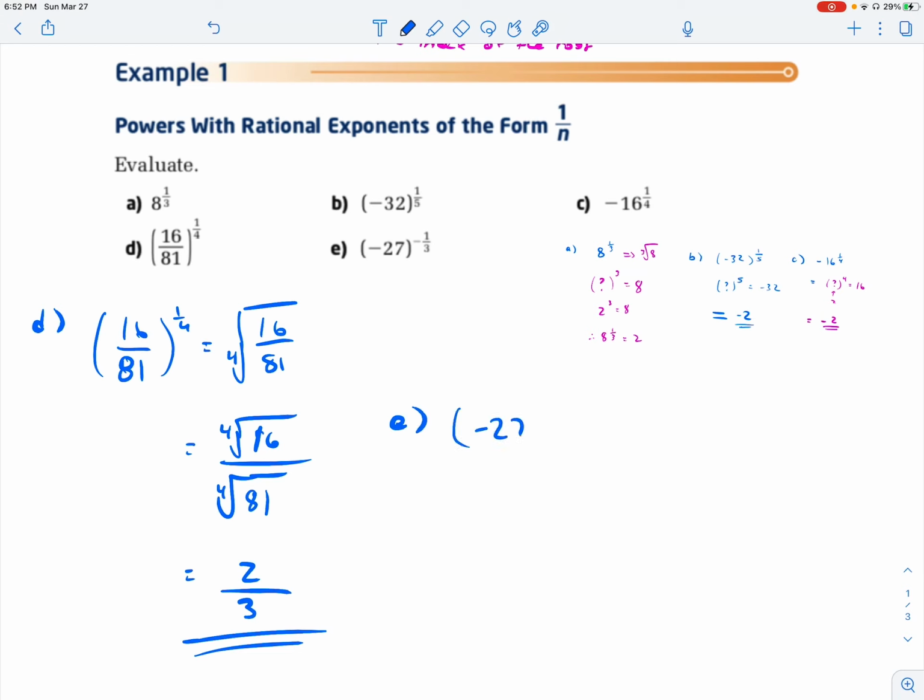We have negative 27 inside the bracket to the negative 1 over 3. So now we've got a negative exponent. So what do you think we need to do? If you remember from last section, when you have a negative exponent, we can rewrite this as a positive exponent if we move it to the denominator. So 1 over negative 27 to the 1 over 3. Okay, don't flip this or anything. Remember, you just change the sign and bring it to the denominator.